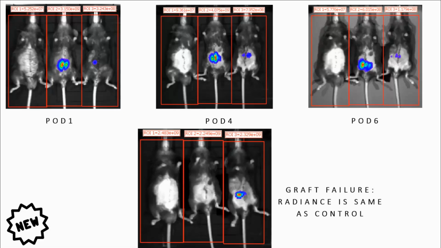The animal on the far left is a control animal that did not receive a vector, but whose heart was implanted in the same way. And you can visually see that these animals do express the luciferase in the donor heart.